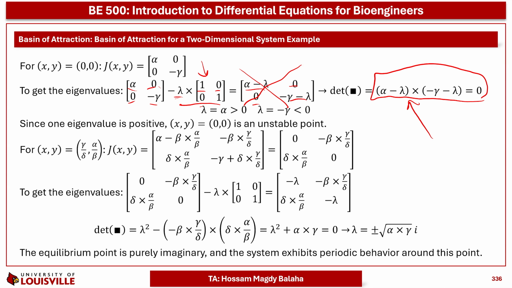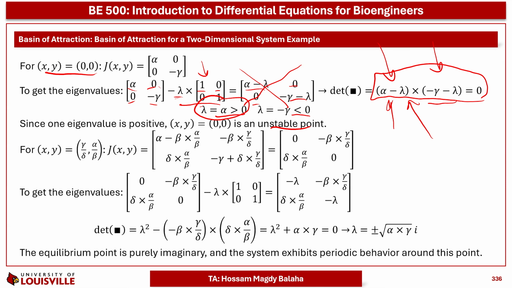From here, we have two factors. From here, we have alpha minus lambda, so lambda will be alpha, so it is above 0. And from here, minus gamma minus lambda, so lambda will be minus gamma, so it will be below 0. As we have one eigenvalue that is positive, then this point will be unstable. As we mentioned, if any of the eigenvalues is above 0, this means it's unstable. Let's check the second point.